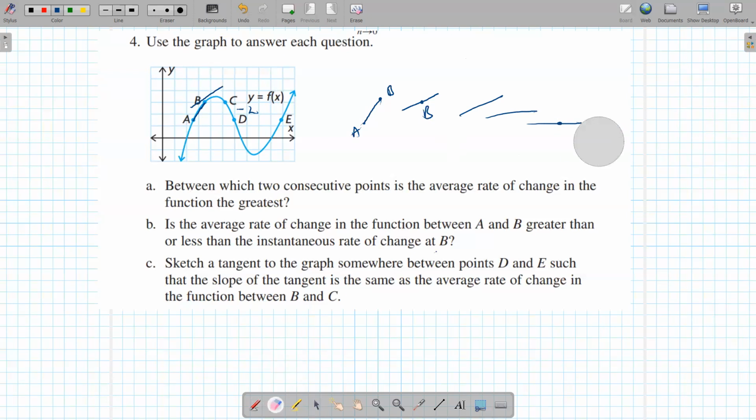C, sketch a tangent to the graph somewhere between D and E, where the slope of the tangent is the same as the average rate of change between B and C. So the average rate of change between B and C is this. It's horizontal, right? Slope is 0. Now they want us to sketch a tangent. That means we need a horizontal slope somewhere. Not there, not there, not there. Horizontal slope is always strictly at a turning point. So it must be there. The slope there at the turning point is 0. And that's the answer to that question.